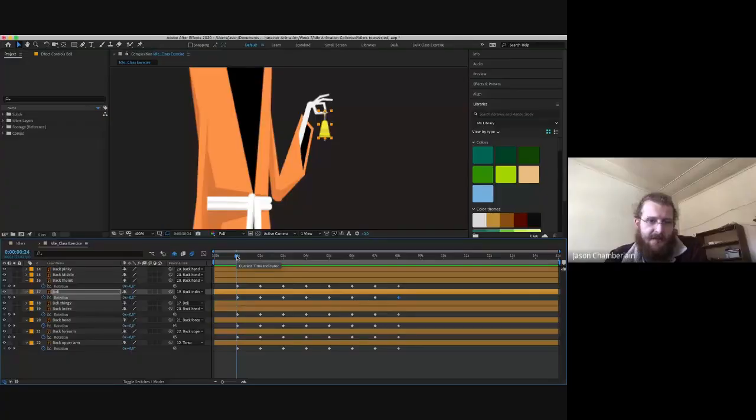Okay, so now we're starting to get some decent movement going on. Just to read those values out again, layer 17, first keyframe reads 0 degrees. Second, negative 3. Third, positive 3. Fourth, negative 3. Fifth, positive 3. Sixth, negative 3. Seventh, positive 1.5. And then eighth is 0.